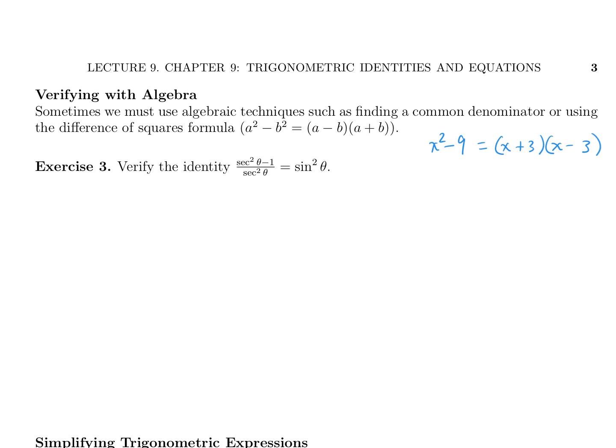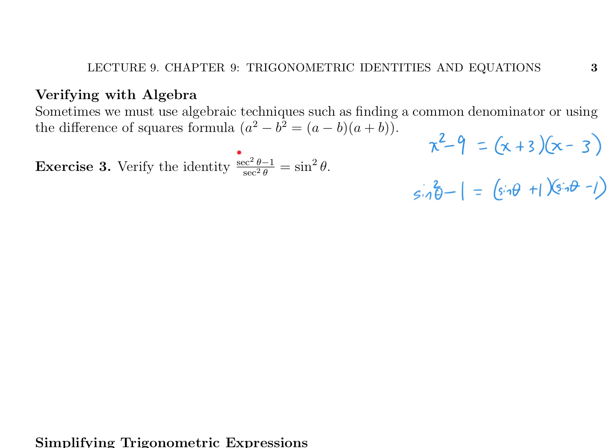Sometimes you'll have situations where you have trig functions, such as sine squared theta minus 1. That is also the difference of two squares. That can be written as sine theta plus 1 times sine theta minus 1. That's a technique that will be used in certain problems. Not all problems, certain ones. So let's look at this next problem, exercise number 3.